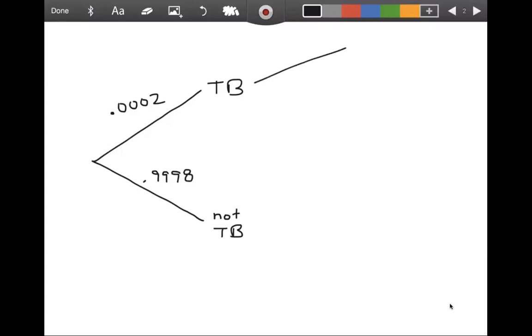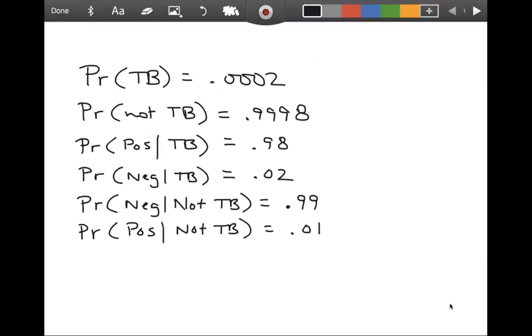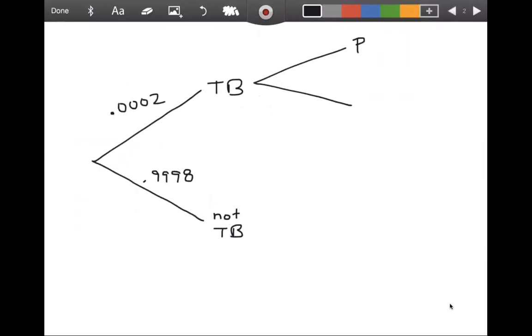All right. Now, suppose the person has TB. In that case, the probability that they test positive, let me just double check here, is 0.98. The probability they test negative is 0.02. And if we take a person who does not have TB, the probability they test positive is 0.01. The probability they test negative is 0.99.